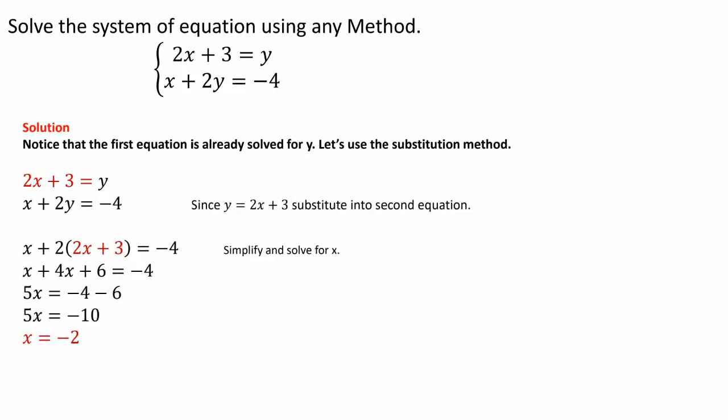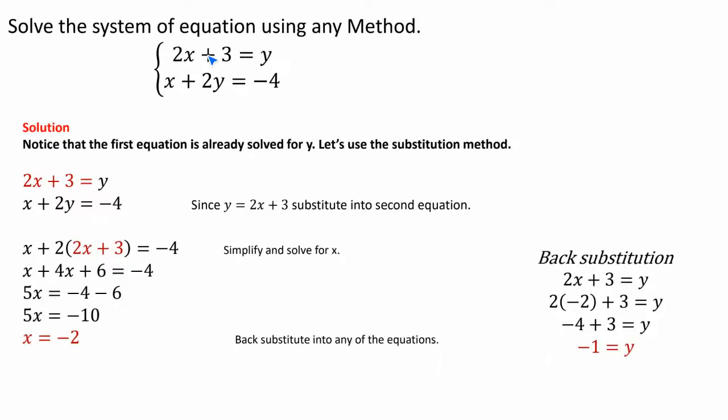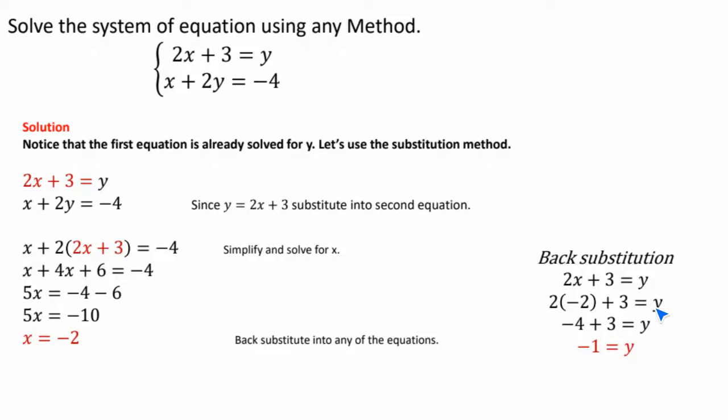Now that we know our x, then we can go ahead and find the y by back substituting. And we can choose any of the two equations. I went ahead and chose the first one. So I have 2 times x, but x is negative 2, plus 3 is equal to y. So we end up with negative 4 plus 3 is equal to y, and y is equal to negative 1.